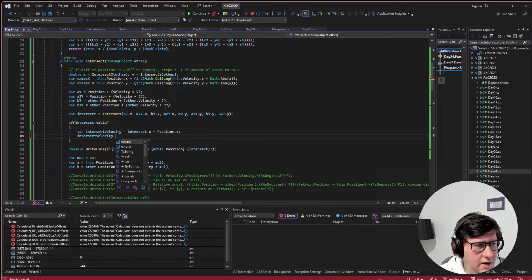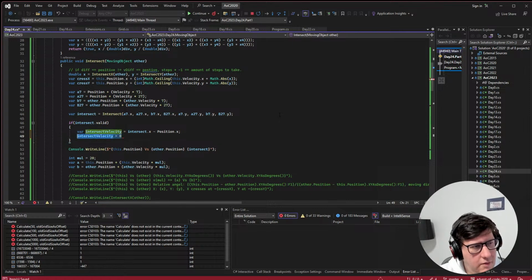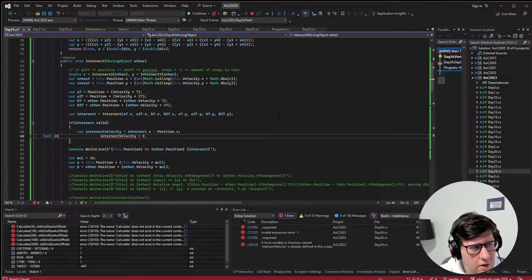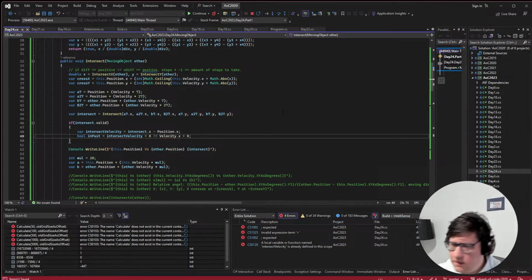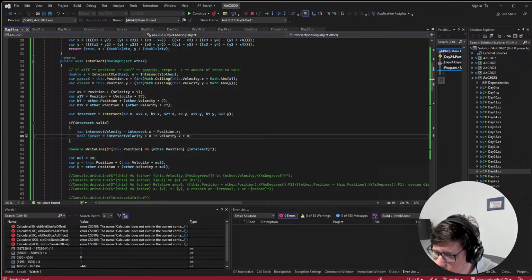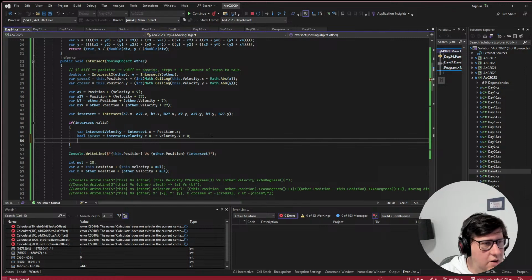Is there something called sign here? No, I can just do larger than 0 for positive. Bool in past is not equal to velocity dot x larger than or equal, something like this. Math dot sign, sure, okay. This one also works.